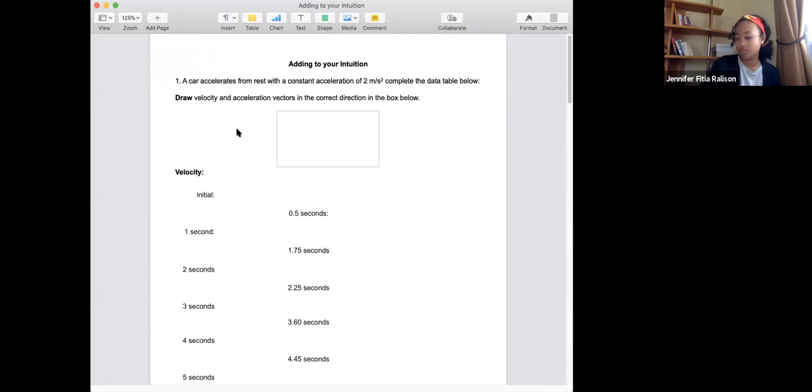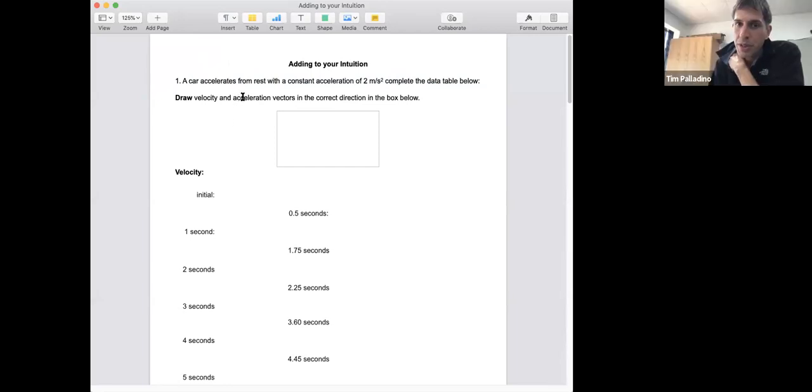Okay. It says a car accelerates from rest with a constant acceleration of 2 meters per second per second. We're going to talk about that unit again in a moment. Then it says complete the data table below, and draw velocity and acceleration vectors in the correct direction. So I'm going to do this problem on the drawing screen because it's easier to do it on that screen than to figure out how to do it on this screen. So just keep this in mind. I'm going to stop that screen share and go to this one.